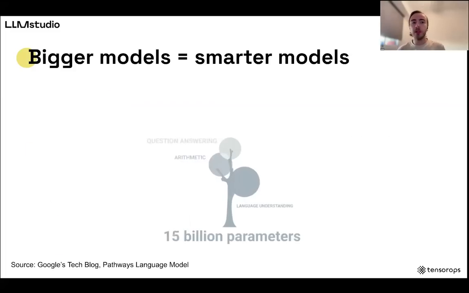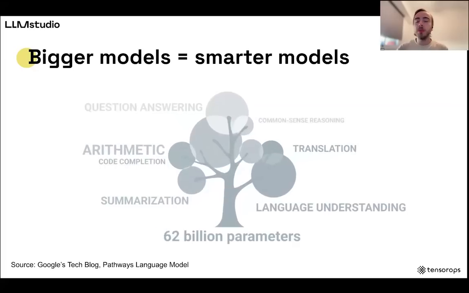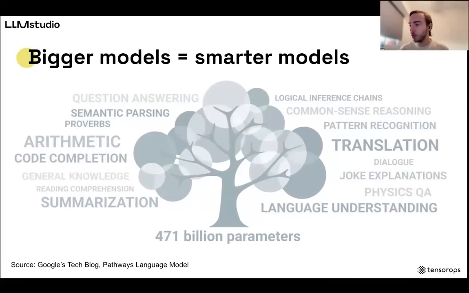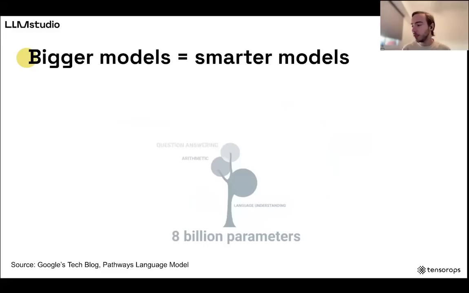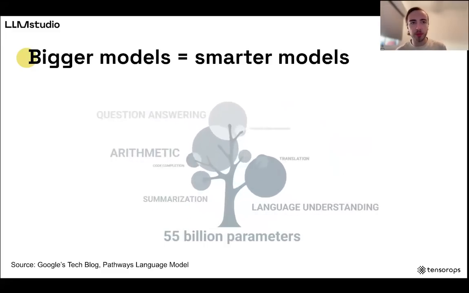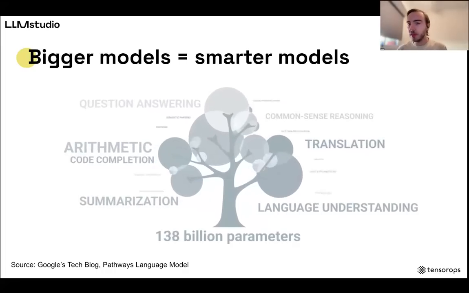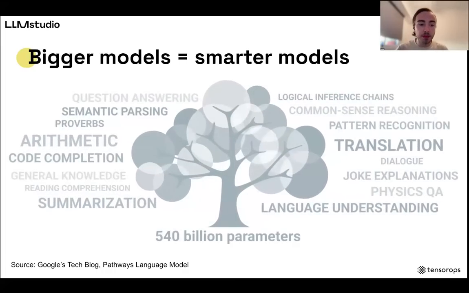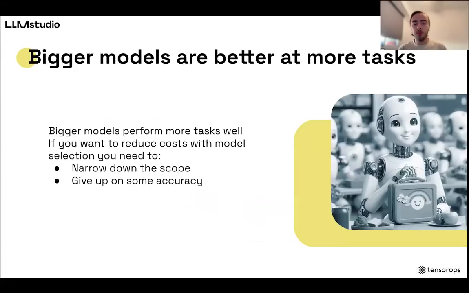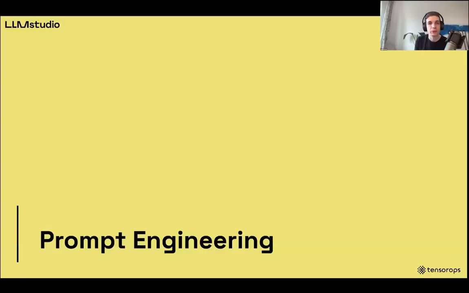The rule of thumb for these models is that bigger models tend to be better at generalizing their tasks. So we see that GPT-4 needs a lot less context to perform a task that it never heard about, and a very small model will need a very narrow scope. This leads us to the conclusion that if you want to reduce your costs, you'll probably want to reduce the size of your models. There are two things you can do, and you can't get away from this. You'll either narrow down the scope of your application, or you will be giving up on some accuracy along the way.